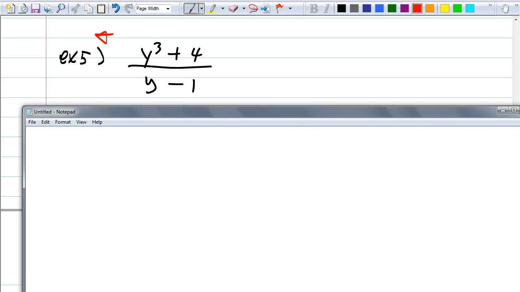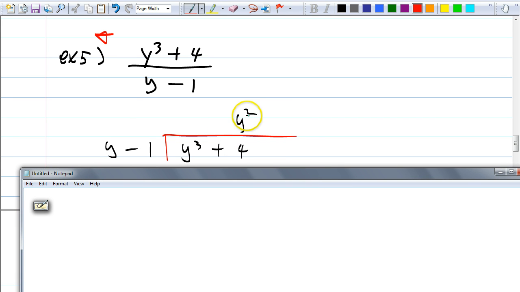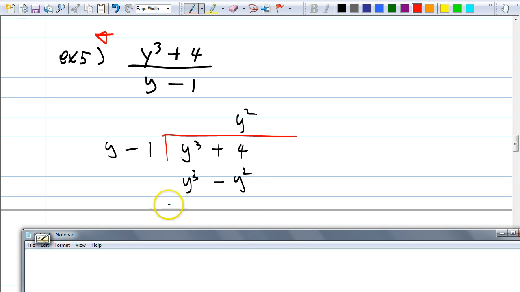Let's look at example 5. This is really important. This one seems very simple, right? It says y cubed plus 4 over y minus 1. And of course, we just put this in the parentheses, right? And then doesn't y go into y cubed y squared times? Look what happens when you do this. Things don't line up too well, right? You got 4 and then negative y squared. And when you do this, things get really hard because the like terms do not line up. So there's a trick to line up all the like terms.